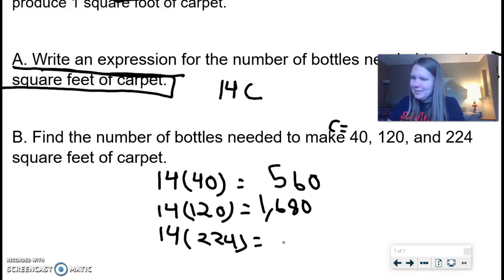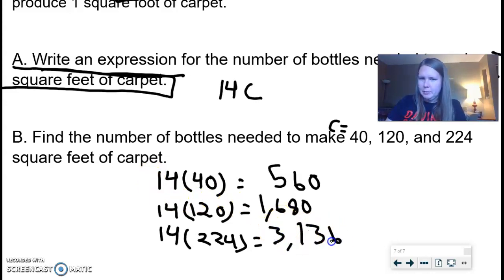All right, and 14 times 224. Oh my goodness, 3,136 bottles. So that's how much it's going to take you. And here's kind of your real life example where people might need to do math if they're buying recyclable carpet. So let me know if you've got any questions.